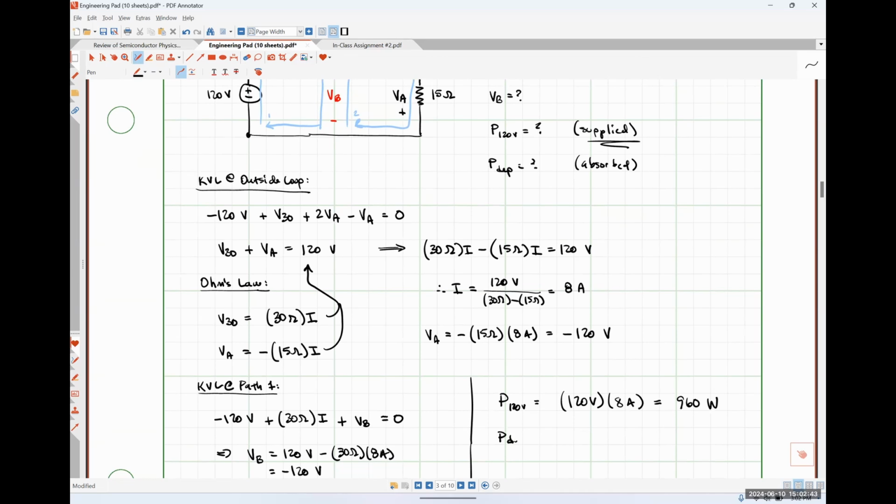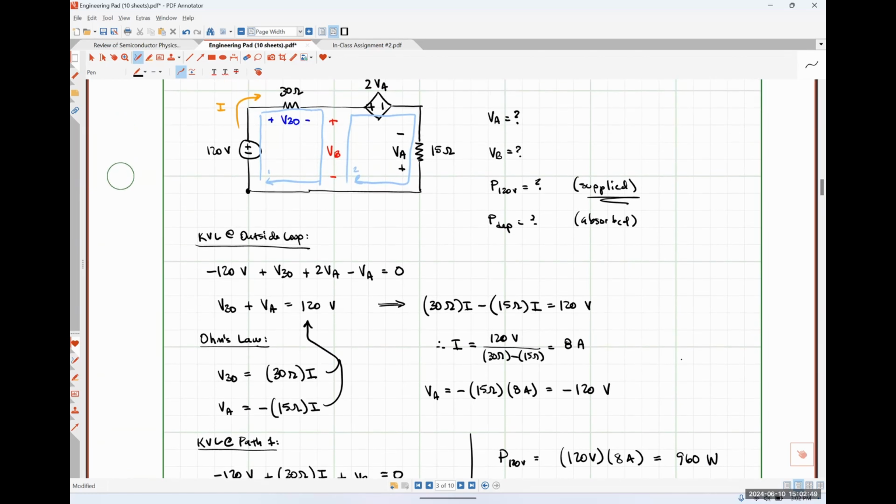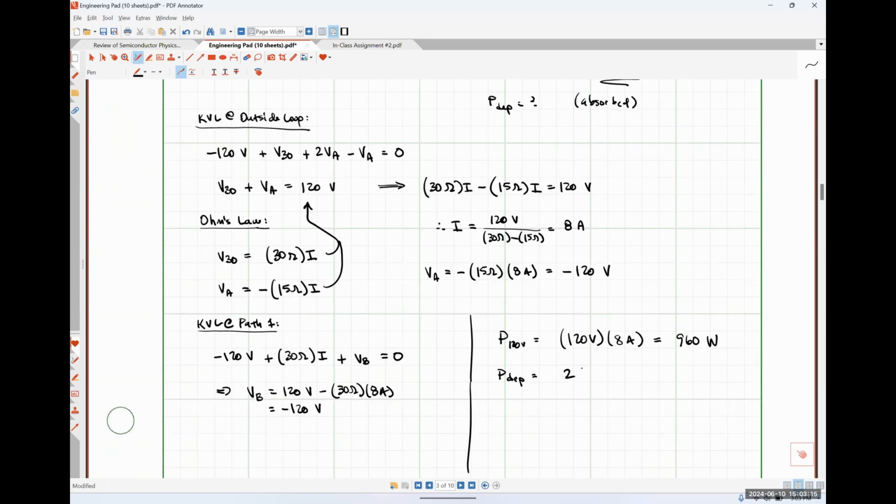Now let's worry about our dependent source. Okay. So what's the voltage drop across our dependent source? Negative 240 volts. So the voltage drop across our dependent source is twice VA. So I'm going to put a 2 out here. And then VA is negative 120 volts. So that will be negative 240.